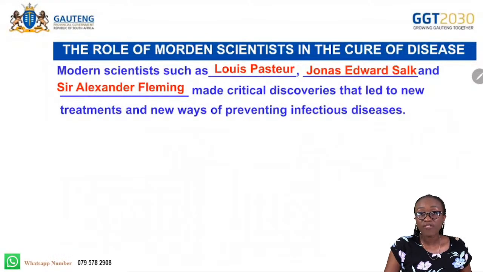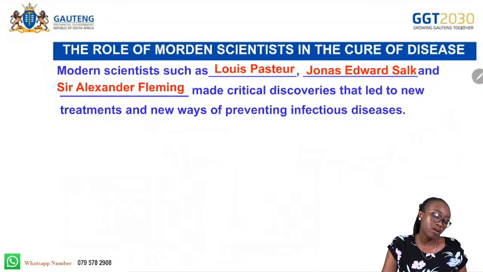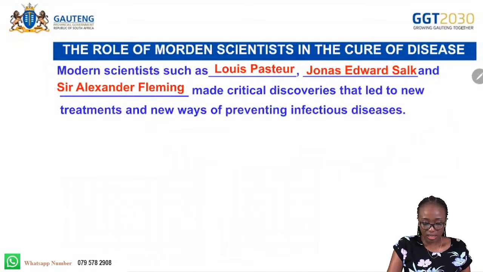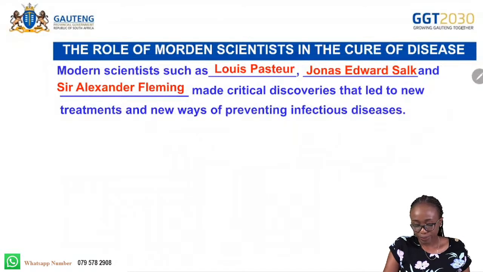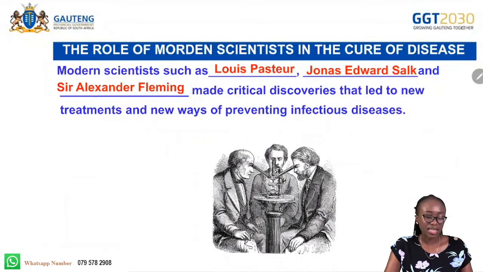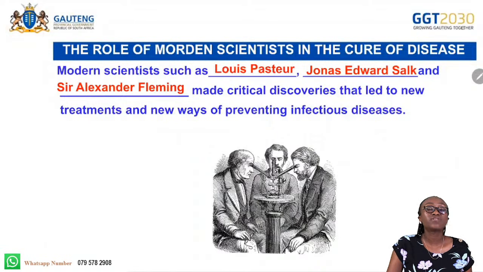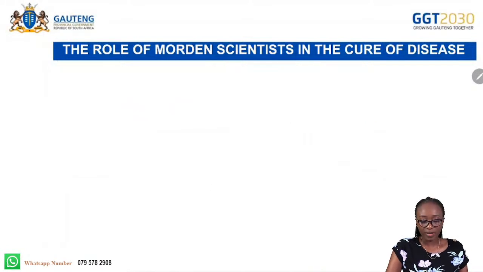Now, scientists have worked hard to cure the diseases that affect us as the human race, as well as our domestic animals and our pets. Modern scientists such as Louis Pasteur, Jonas Edward Salk, and Sir Alexander Fleming made very critical discoveries that led to new treatments and prevention of infectious diseases, such as the development of antibiotics by Sir Alexander Fleming.